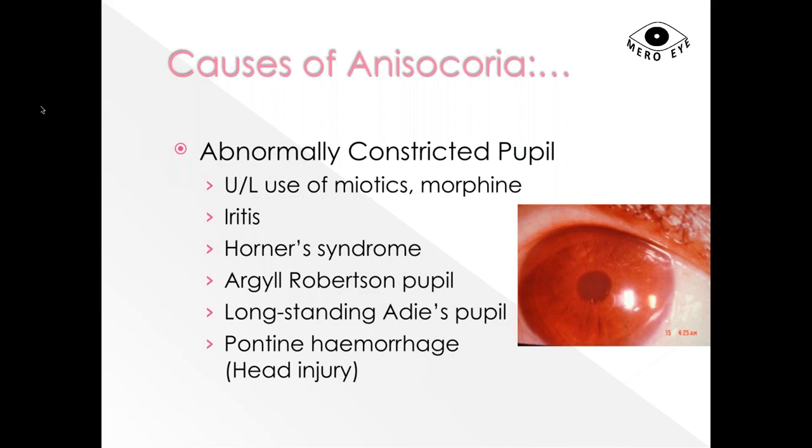Then a patient who has undergone head injury, if the pupils become small, it might indicate that the patient may have got pontine hemorrhage, which mandates an urgent CT scan or an MRI scan. So these are the causes of a small pupil: use of myotics, drugs, iritis, Horner syndrome, Argyll Robertson pupil, and pontine hemorrhage. We have to rule out these conditions when we see that the patient has got a small pupil.